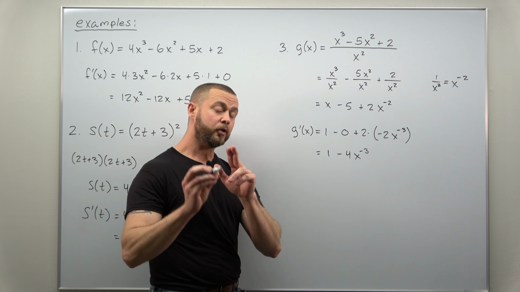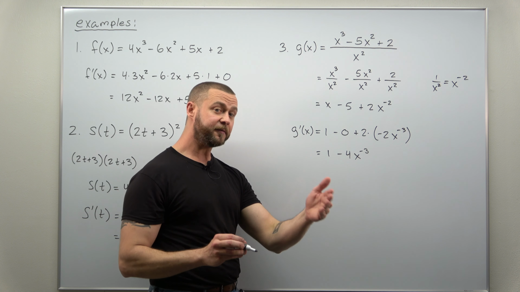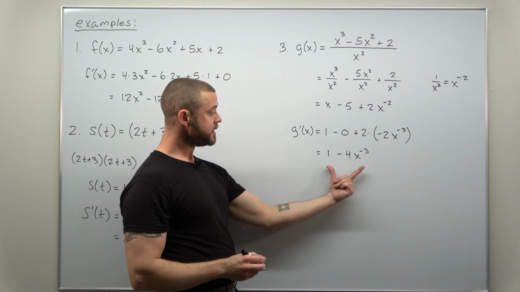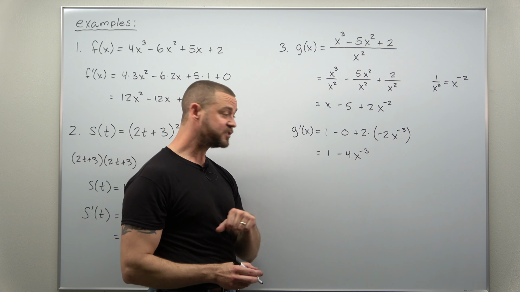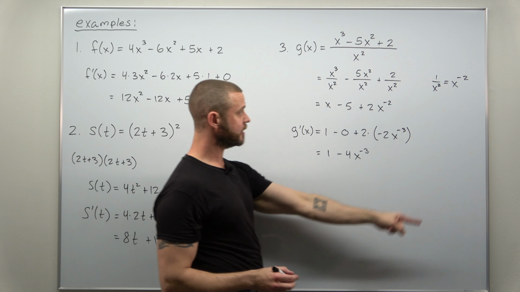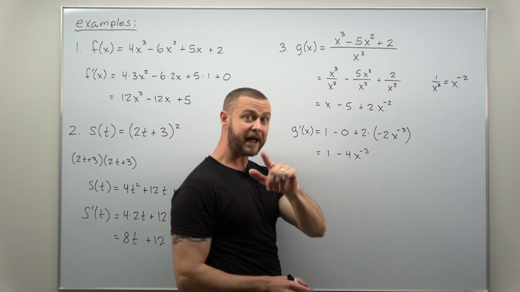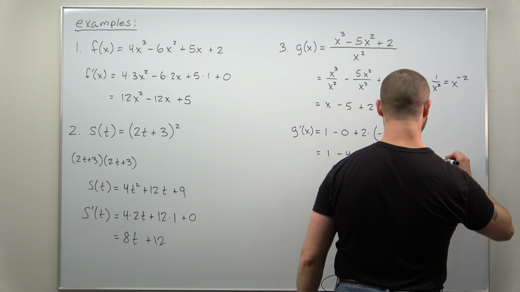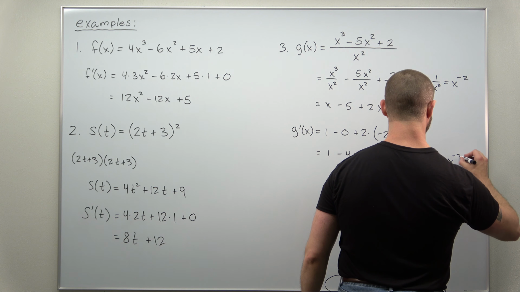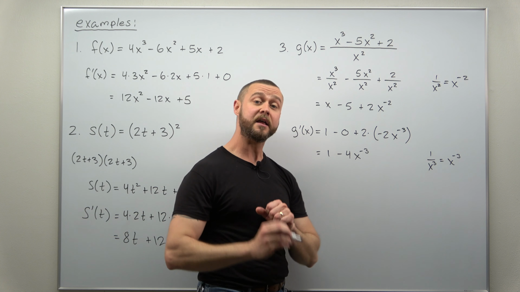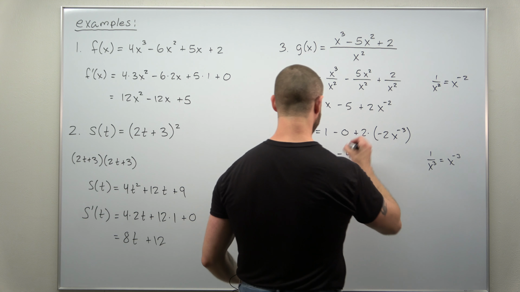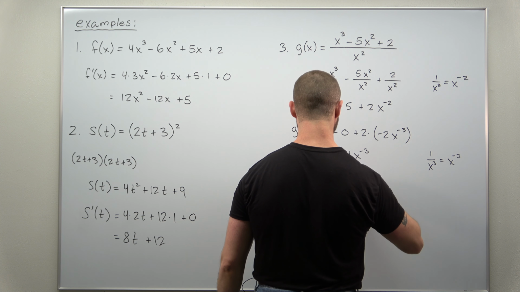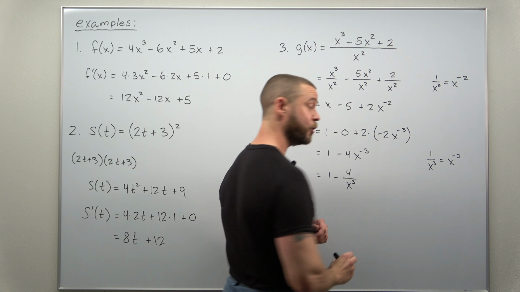Now moving forward, you'll want to be comfortable simplifying or rewriting your derivative for various reasons. And here I can rewrite this back as a fraction. X to the negative 3rd, I'm going to rewrite that as 1 over x cubed. So we're just using that basic rule relating reciprocals and negative exponents together here. I'm going to rewrite this last term as 1 minus 4 over x cubed.